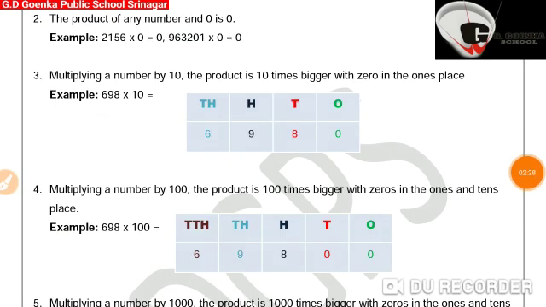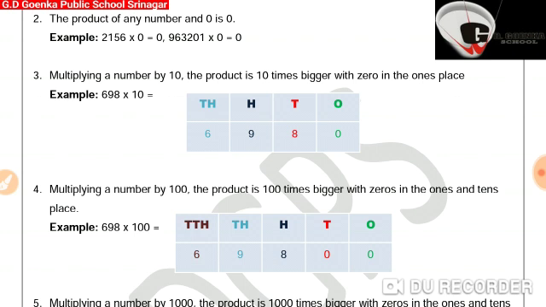Multiplying a number by 10, the product is 10 times bigger with 0 in the ones place. That is, when we multiply a number with 10, we add a 0 to the number at the end. That is, 698 multiplied by 10 is equal to 6980, because we added a 0 at the ones place.